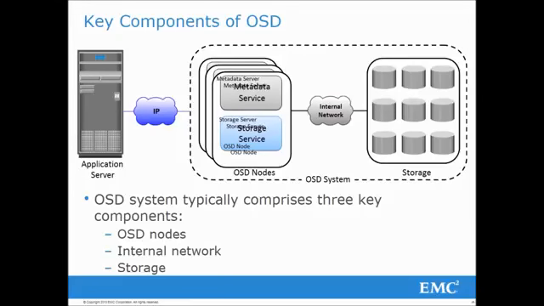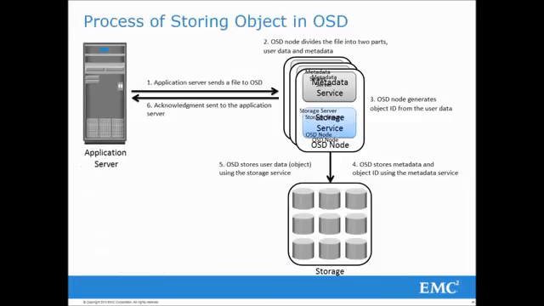Process of storing object in OSD. The process of storing objects in OSD is illustrated on this slide. The data storage process in an OSD is as follows. In step 1, the application server presents the file to be stored to the OSD node. In step 2, the OSD node divides the file into two parts: user data and metadata. In step 3, the OSD node generates the object ID using a specialized algorithm. The algorithm is executed against the contents of the user data to derive an ID unique to this data.